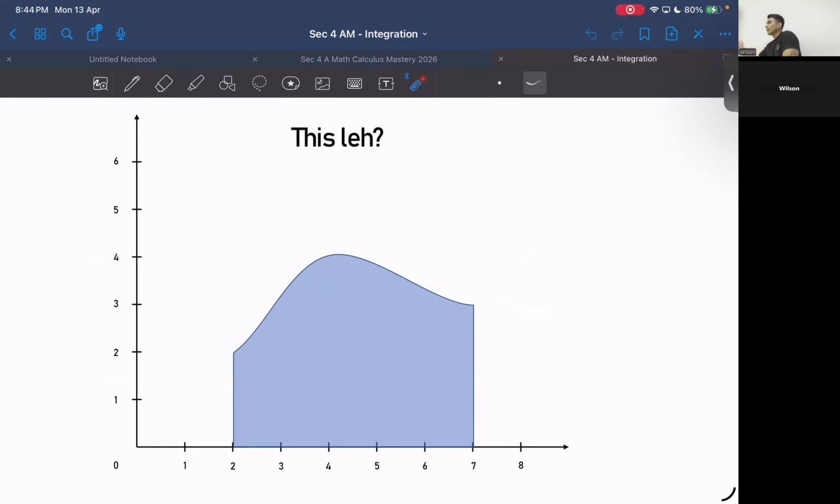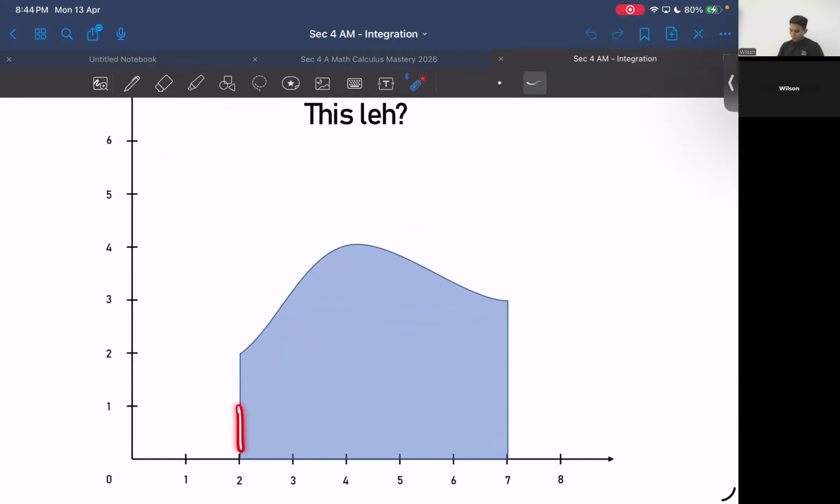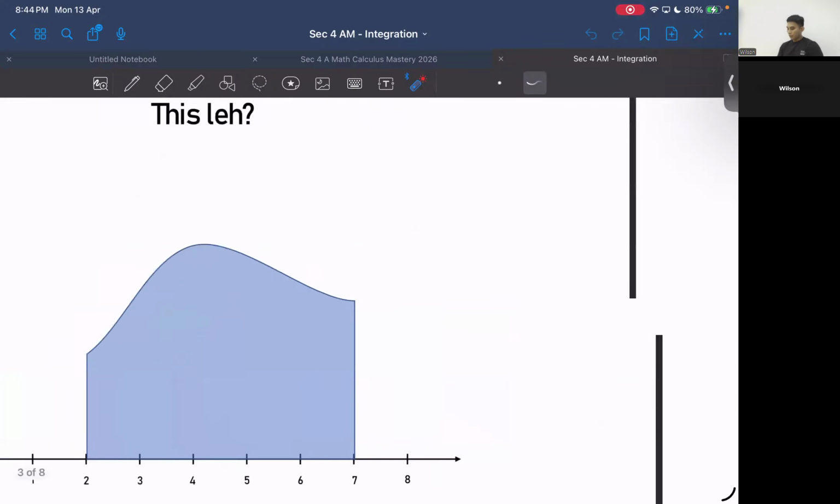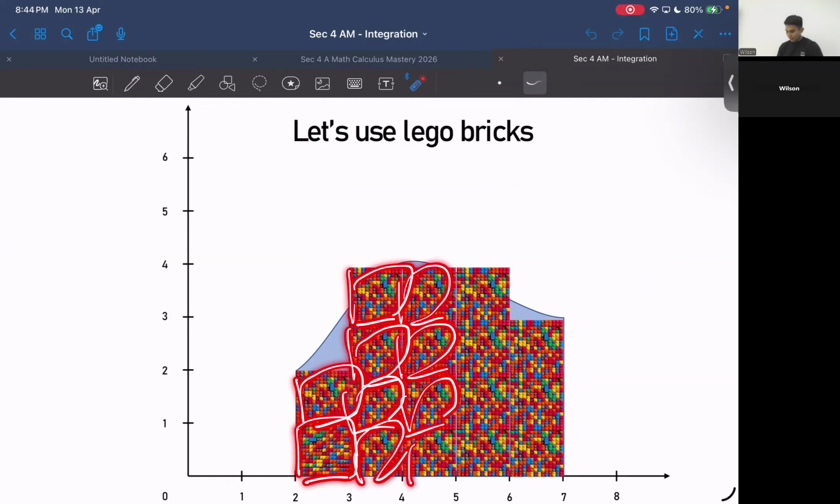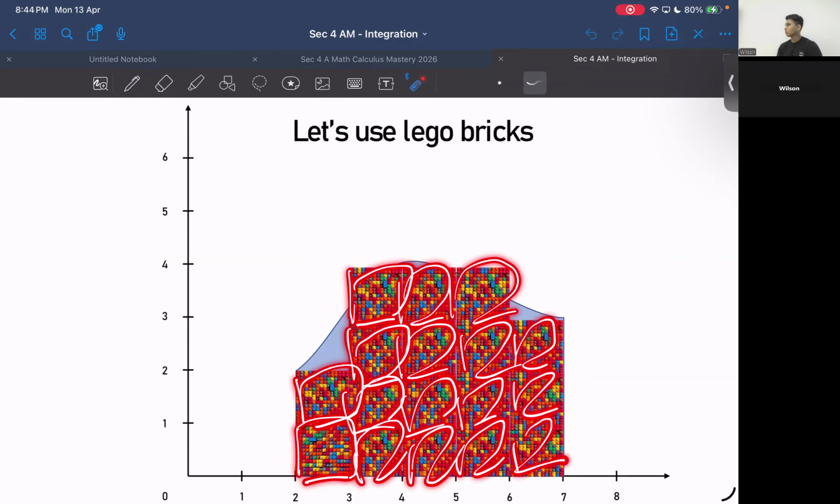Now, some students will say that, Teacher Wilson, this one still can. I won't give you the exact answer, but I give you an approximate. So some students will say, I can do a 1 by 1 block over here. One block, this is 1 cm square, or 1 unit square. And then they do this, which is okay. So let's use Lego blocks. I have 1, 2, 3, up to 17. So some students will say, Teacher Wilson, this is approximately 17 units square, which is very good.